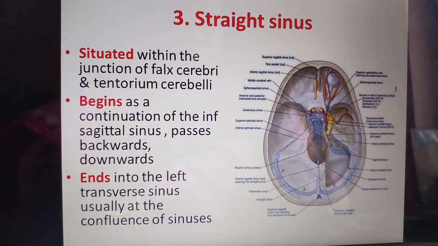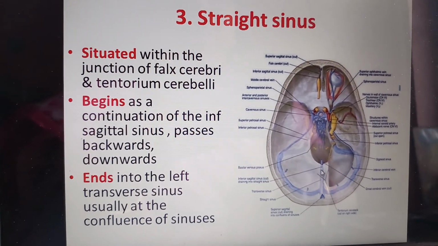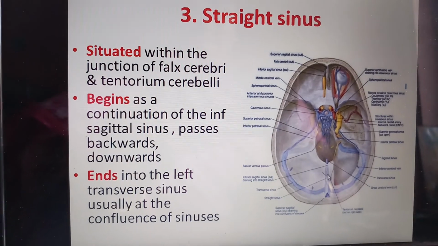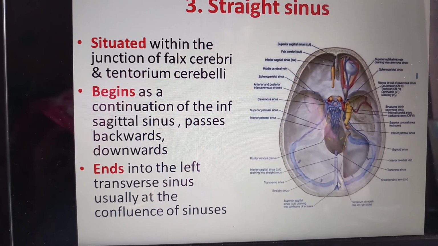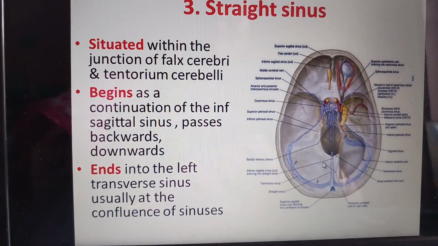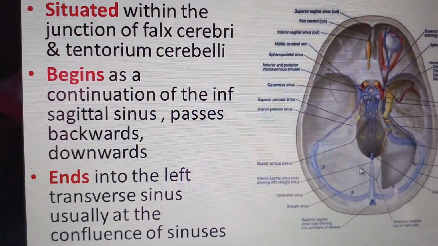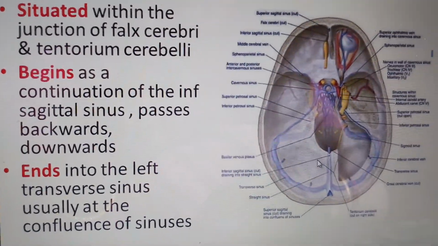Coming to the straight sinus. So where is the straight sinus situated? As we can see, this is the position of the straight sinus. Here at the base of the skull, we can see in detail that the straight sinus is situated at the junction of the falx cerebri and the tentorium cerebelli.